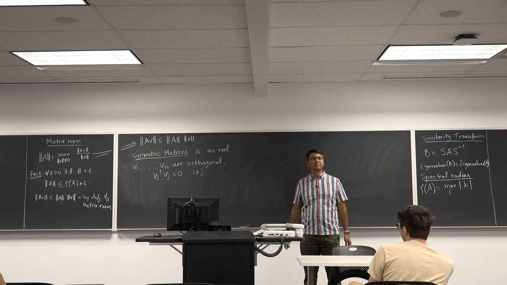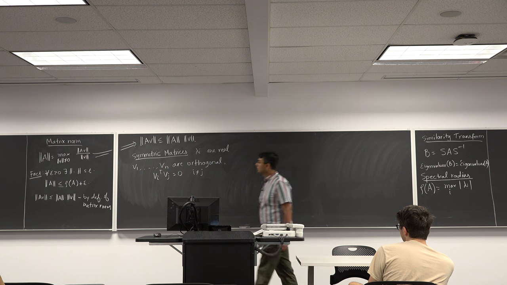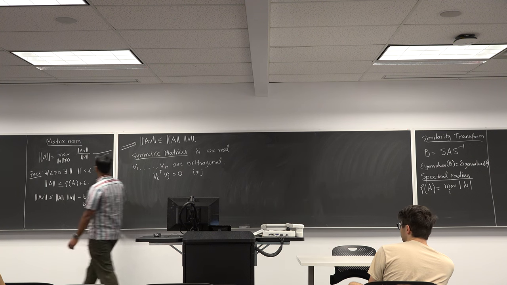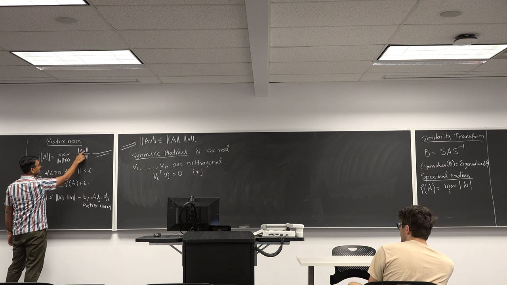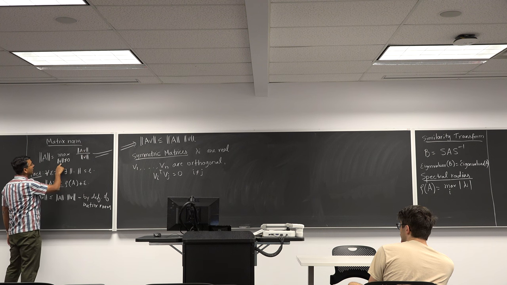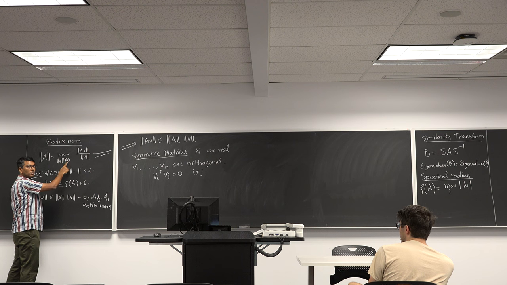Yes? Can you explain a little bit, V is a single vector, right? Why are you taking the maximum over a single vector? V is not a single vector. So here it's a single vector, but now I'm looking at all possible v's in the space as long as v is non-zero. Right.